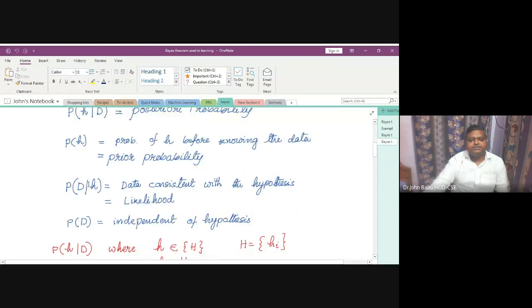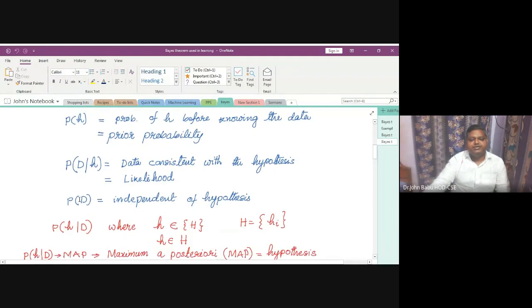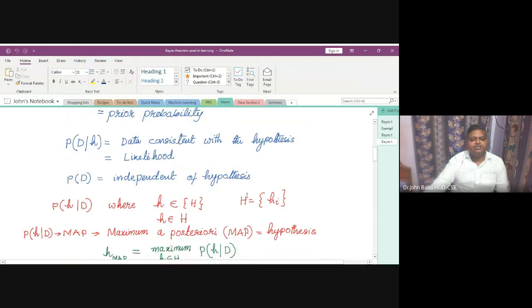So then this is called a likelihood. What is likelihood? Given the hypothesis, the probability of data. That means the data which is consistent with the hypothesis. This is called likelihood. Then the probability of D, or the probability of data, is independent of hypothesis. That is same for all the data.